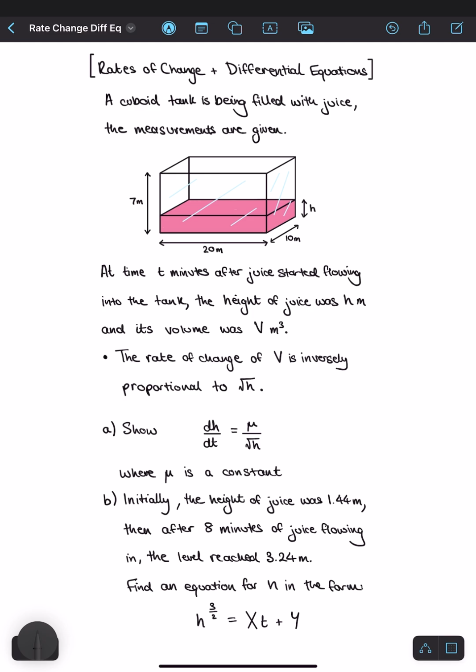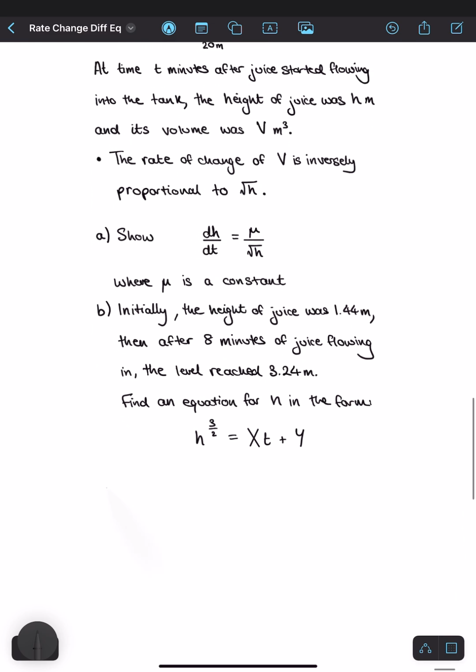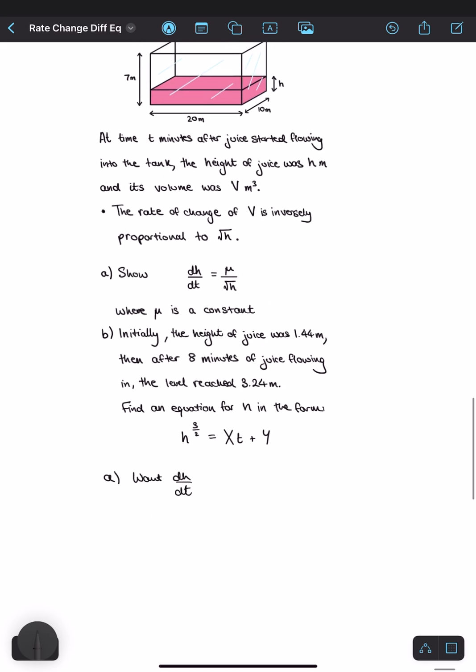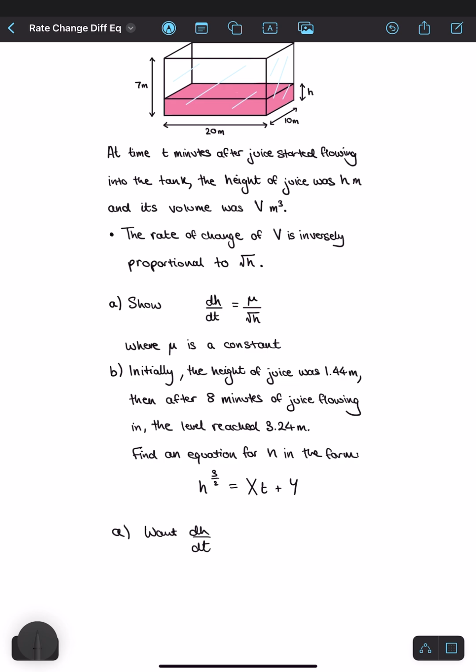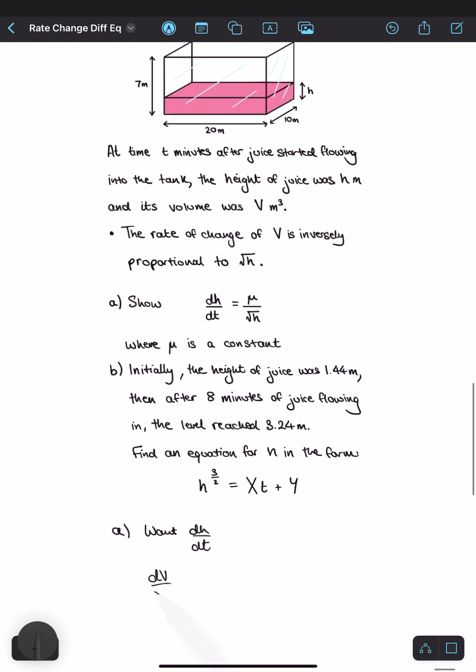So for part A, first see what you want to have, alright? So we want dh by dt. Then we're going to look at the information given and see if we can make any equations from that. So this bullet point here is quite obvious to use first. So the rate of change of v means that dv over dt is inversely proportional to the square root of h. So it will look like this. We could rewrite it using a constant, so it would look like k over root h.